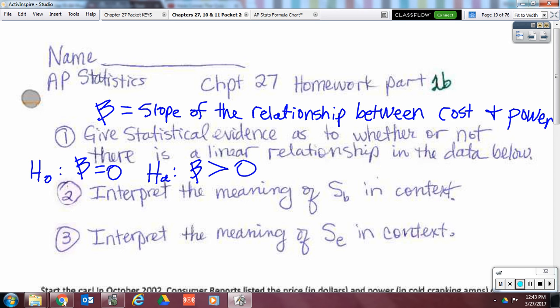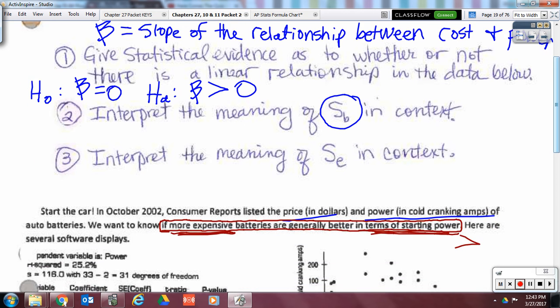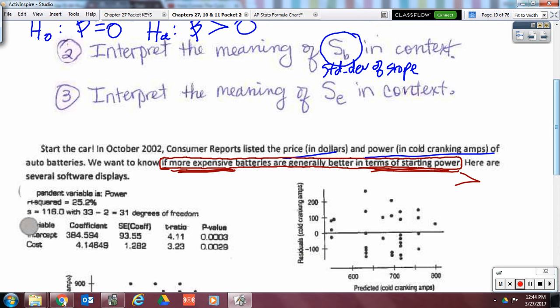What does number 2 ask you to do? Interpret this S of B. What is S of B? Standard deviation of the... not residuals. S of B is the standard deviation of the slope. Standard deviation of the slope. And so you're going to say, if you sample many times, I'd expect the slope you find of the relation between X and Y to vary this much on average over time.